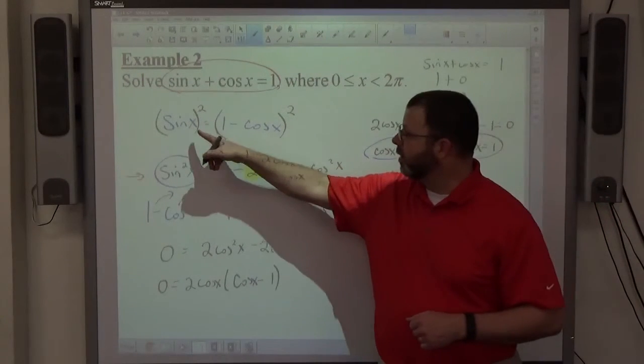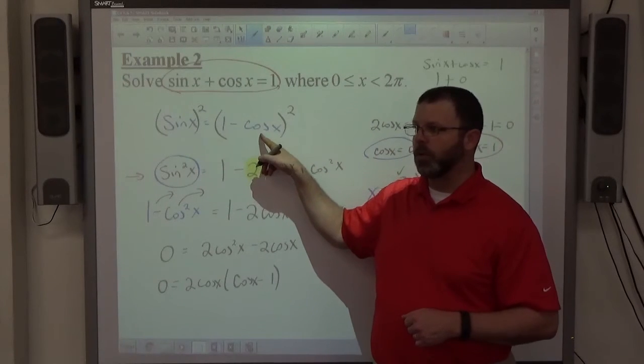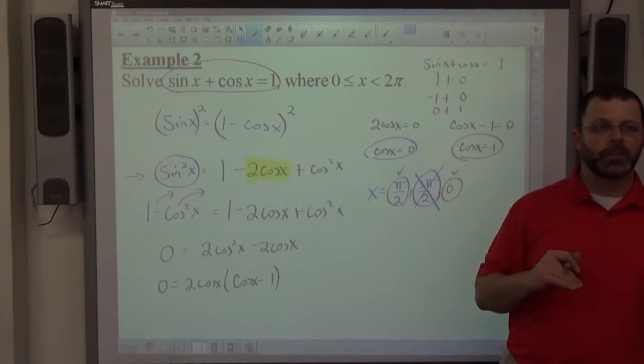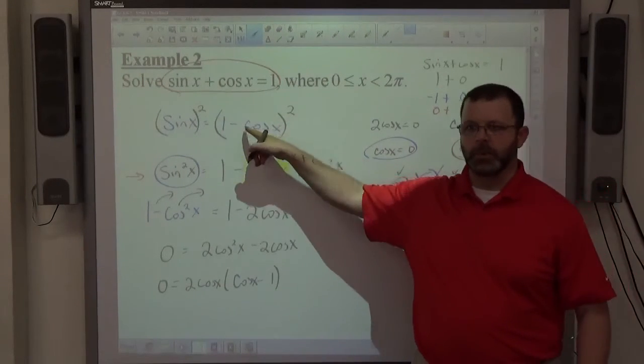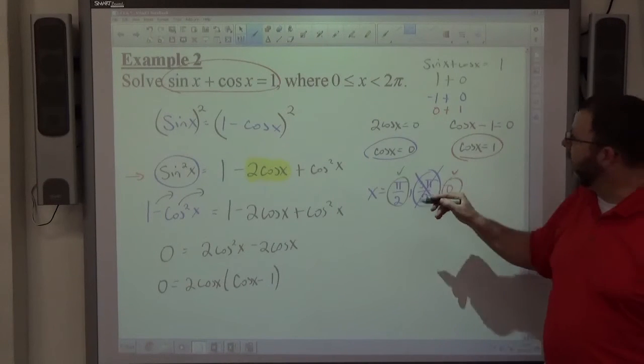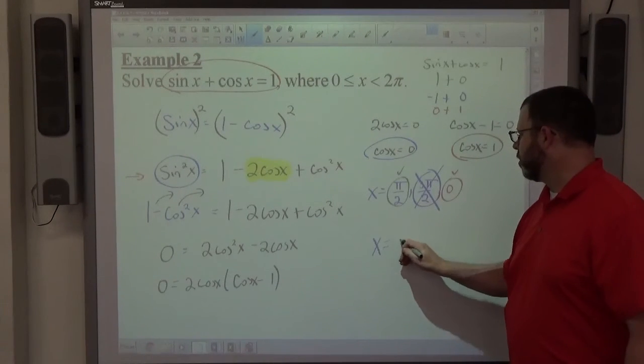Negative 1 squared is positive 1. 1 minus 0 is positive 1. Squaring both sides changes the negative to a positive. You can't tell that while it is still in x form. Once you get to real number form, then you can go ahead and figure it out. So the answers are x equals 0 or pi over 2.